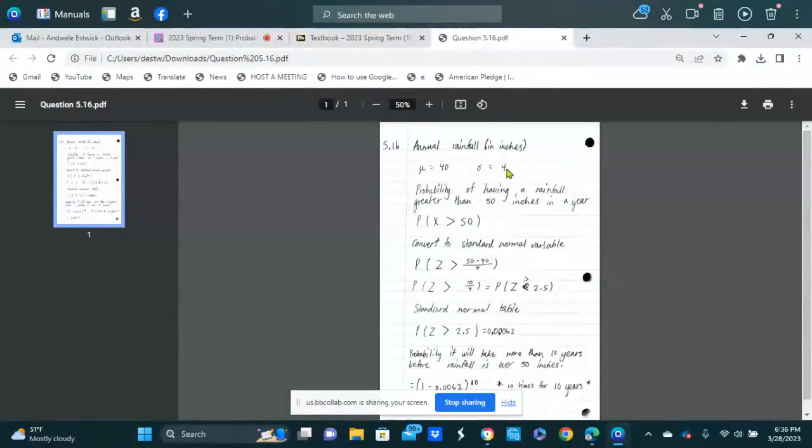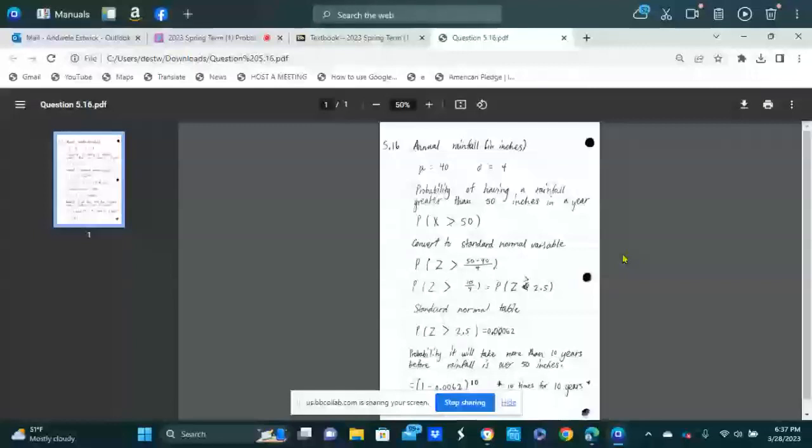So the annual rainfall in inches, population mean is 40 and the variance is 4, and we're trying to find the probability of having a rainfall that is over 50 inches. So probability of X greater than 50, we would convert it to a normal variable. 50 minus the mean, divided by the variance, which is 50 minus 40 divided by 4. 10 divided by 4 is 2.5.